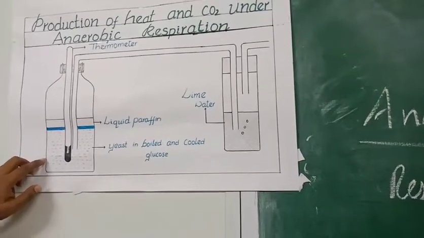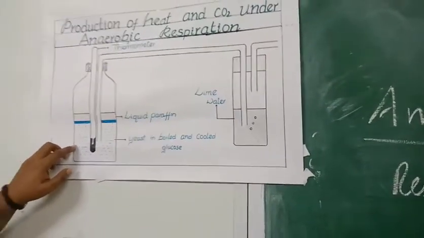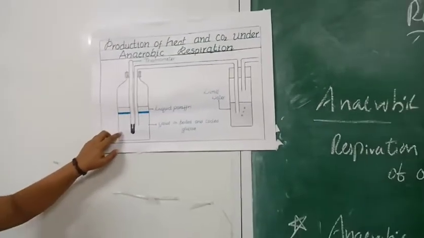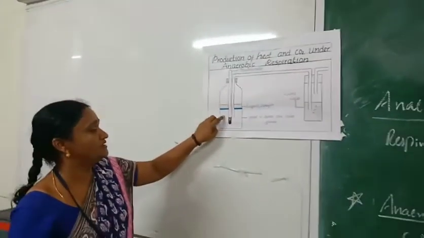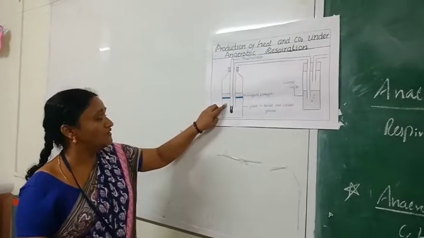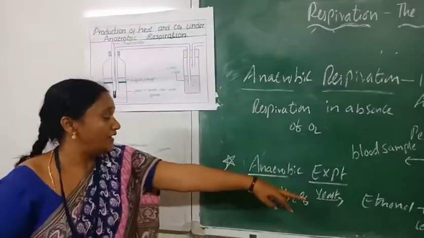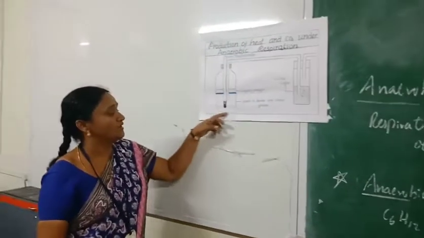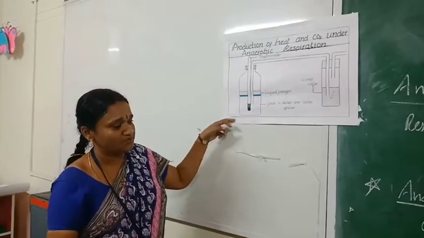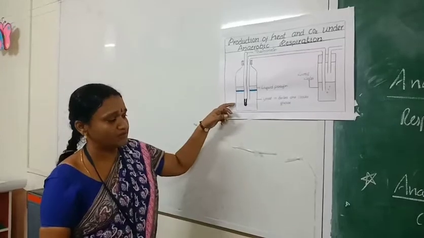So from this it is clear that during anaerobic respiration, yeast cells present in the glucose solution convert it into carbon dioxide and ethanol, and heat and energy also will be liberated. So here the yeast cells play an important role in converting the glucose into ethanol.